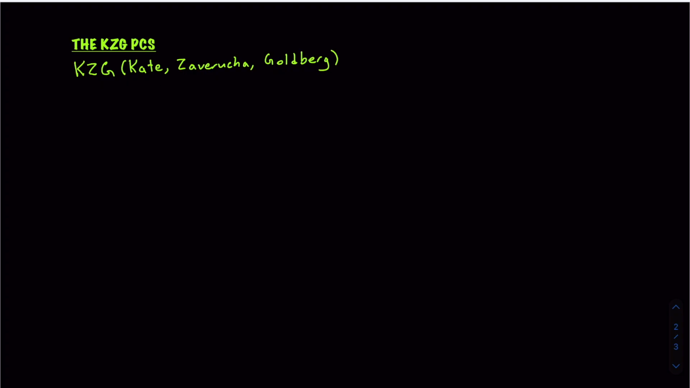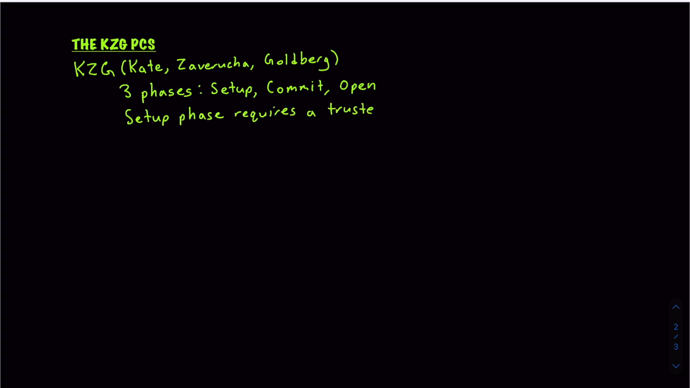Earlier, we talked about commitment schemes having two phases, commit and open. For this particular scheme, though, we need one more phase at the very beginning, the setup phase, for this all to work. So now we have three phases: setup, commit, and open. The setup phase requires a trusted setup, meaning there's a trusted third party that performs the setup.